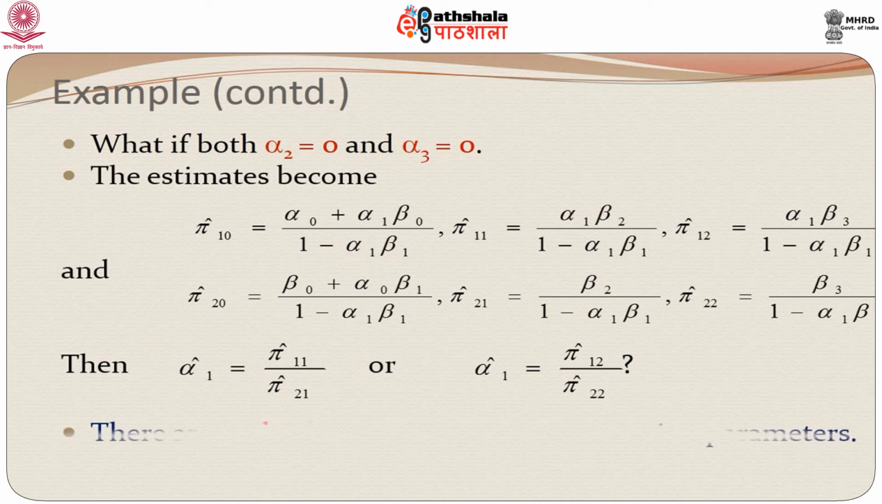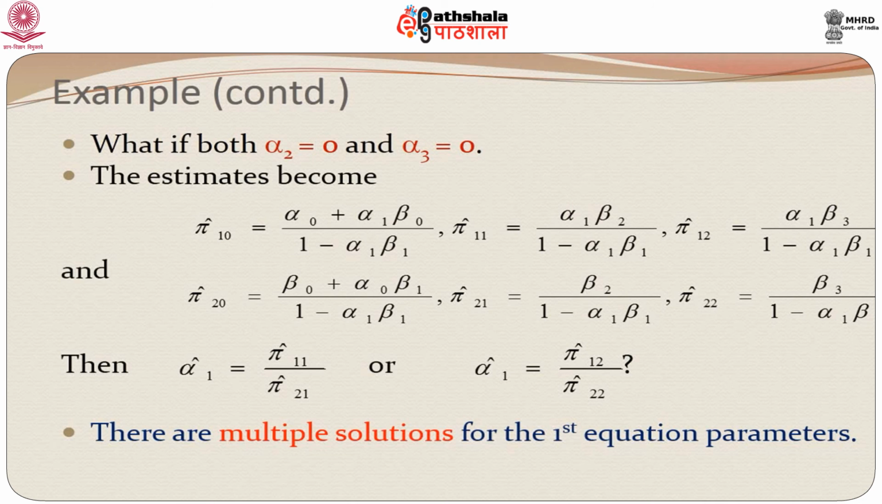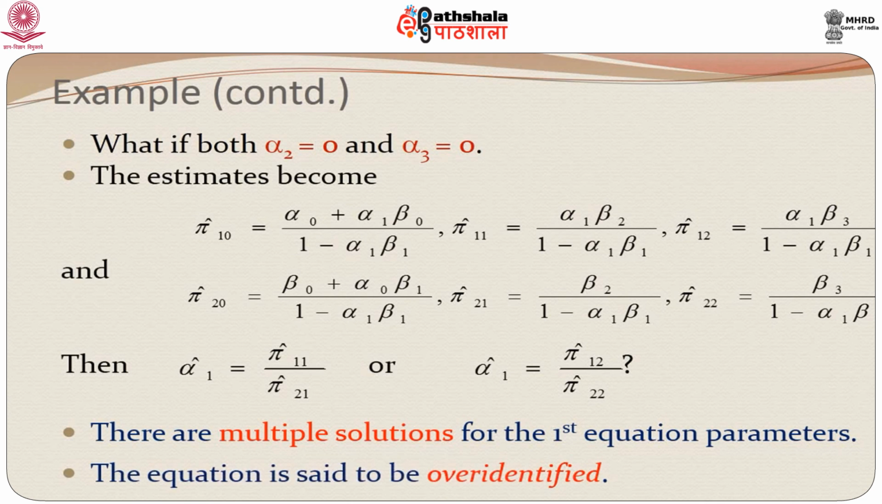In this case we say that there are multiple solutions for the first equation, and hence the first equation is over identified. We have more than we actually required. Unfortunately, again in this case the second equation does not have any restrictions, and hence the second equation is not identified, and we can see from the estimates we cannot solve for beta naught, beta 1, beta 2 and beta 3. So, the second equation is still unsolvable.